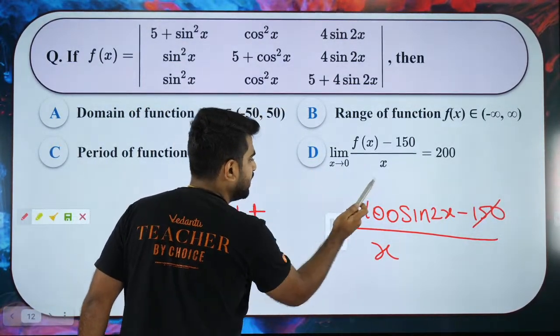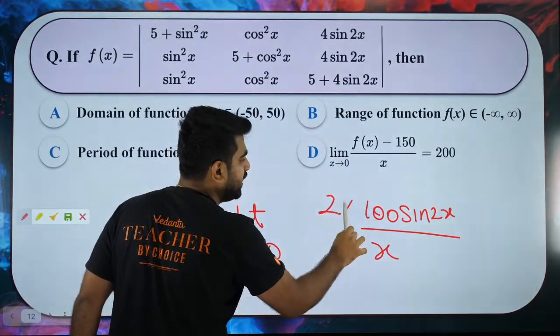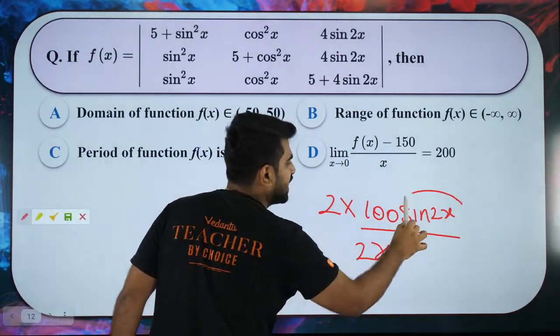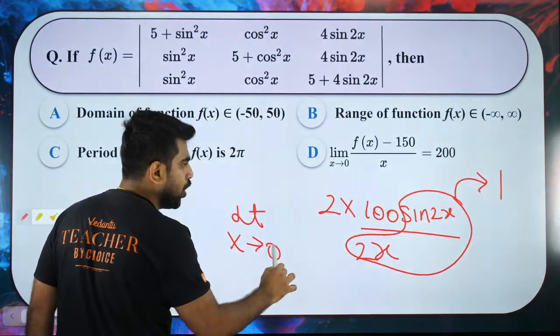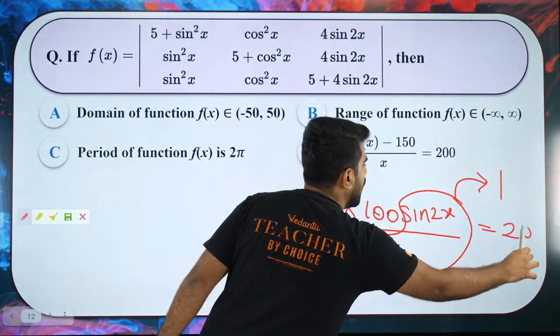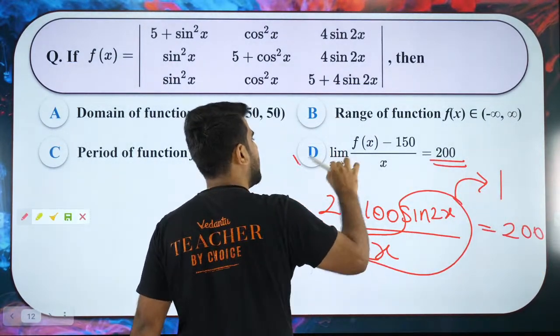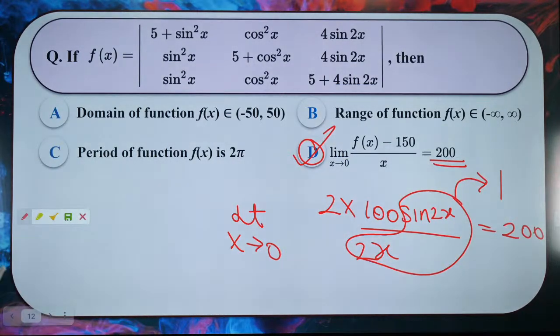So let's remove everything else. 100 sine 2x by x is what I have. So I'll multiply by 2, I'll divide by 2. Now sine 2x by 2x is 1. Whenever x tends to 0, sine 2x by 2x is 1. So answer is 2 into 100, 200. Do I have 200 here? Yes. So D is the answer. Did you like it? Very good. Absolutely. Okay. Fantastic, guys.